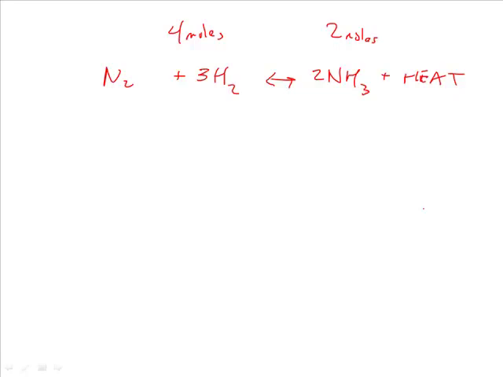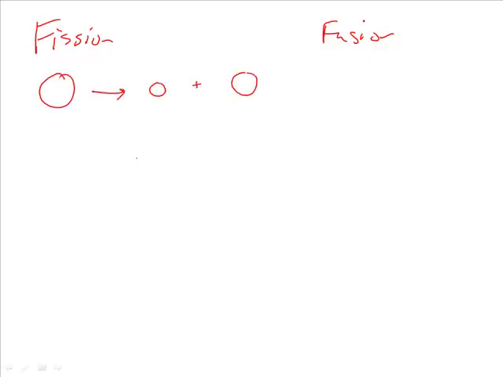All right, the next question I saw was fission versus fusion. This is from nuclear chemistry. A fission reaction is when you have one thing breaking up into 2 smaller things. Usually nuclear fission is when one isotope breaks into 2 daughter isotopes.